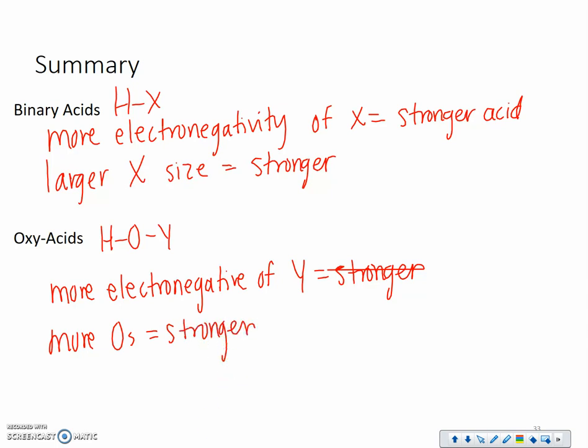So typically you're trying to look at what scenario you're looking at. If you have an oxyacid, you're going to be either looking at O's or electronegativity. You don't have to compare both at the same time. Or for a binary acid, you're going to be looking at electronegativity or the size. You're not going to have to gauge size of one versus electronegativity of another. That's a little bit trickier to do.